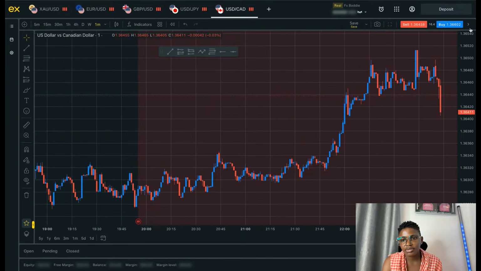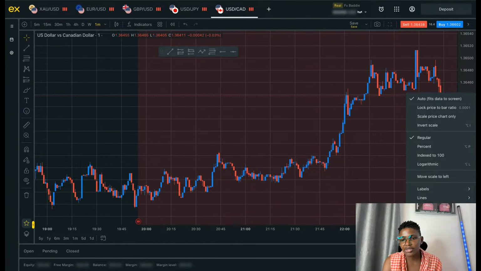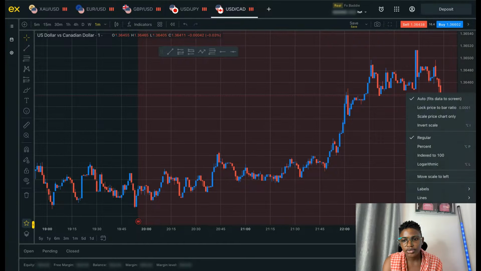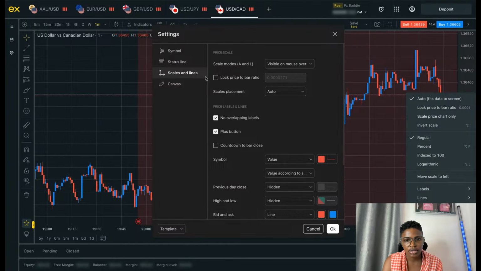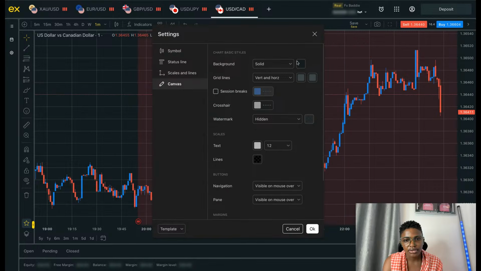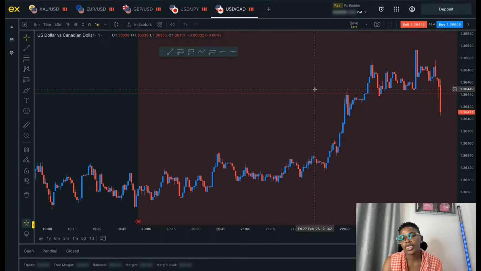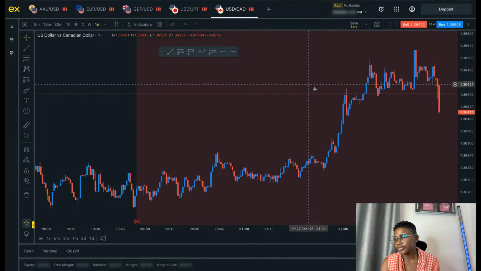Let me take out this line so you guys see it very well. Okay, I think let's cover grid lines. Okay, none. Perfect. Yeah, so let's start with USD CAD.